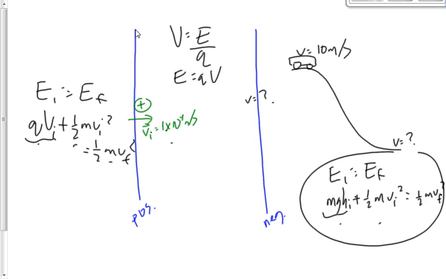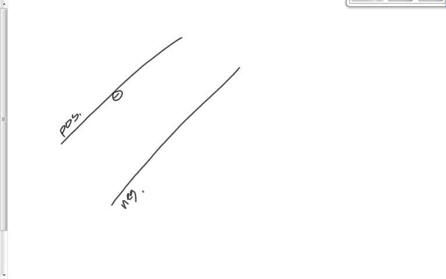All right. The other situation is when we have, let's make the plates diagonal this time. We got a positive plate right here. We got a negative plate right here. We've got a negative particle right here at the positive plate. It's got an initial speed. Let's make it again 1.0 times 10 to the 4 meters per second. What's going to happen to this negative particle as it's released at a speed of 10,000 meters per second near this positive plate? Is it going to move anywhere?